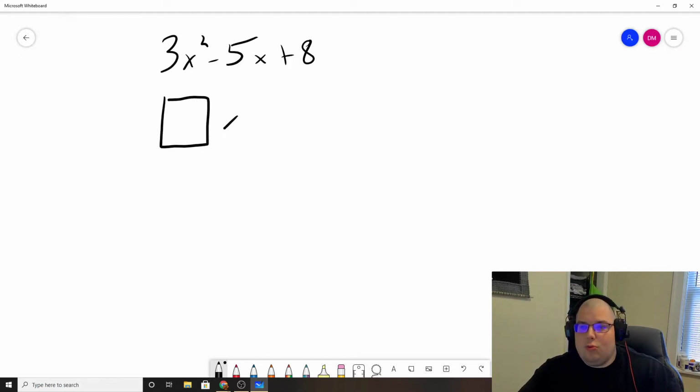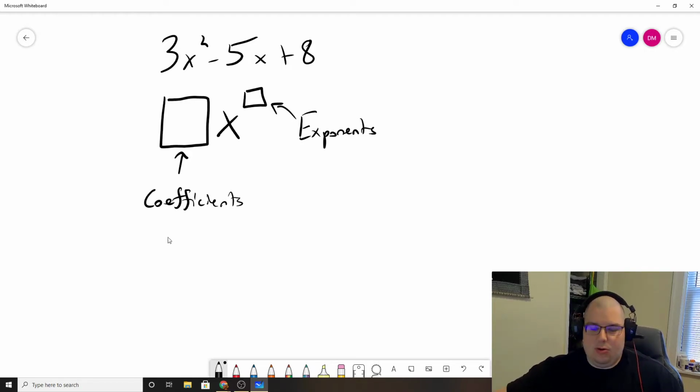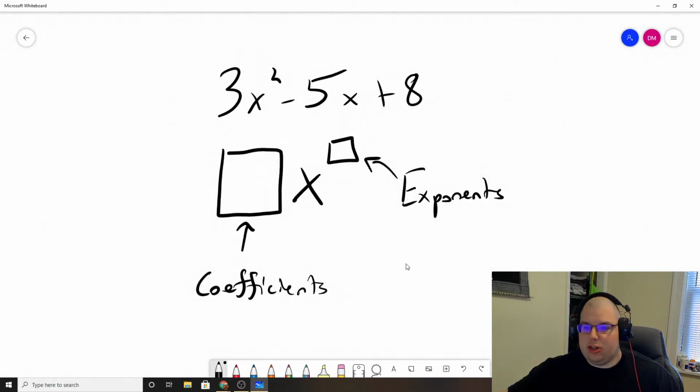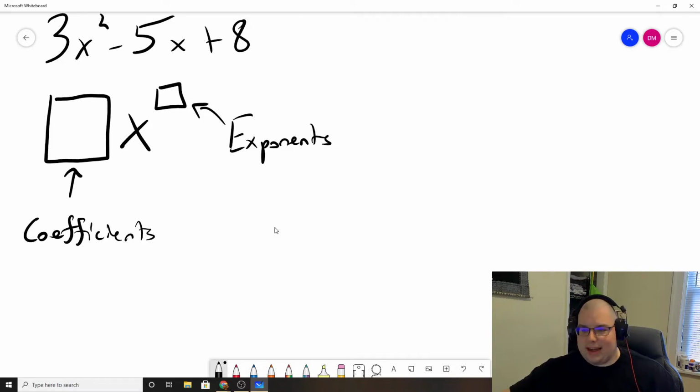So, we're going to break this down into two areas where we could talk about the numbers. First, here in the spot for the coefficients, and then also up here for the exponents. Both of those have two different rules, and we're going to talk about those now. We're going to first start with the exponents.